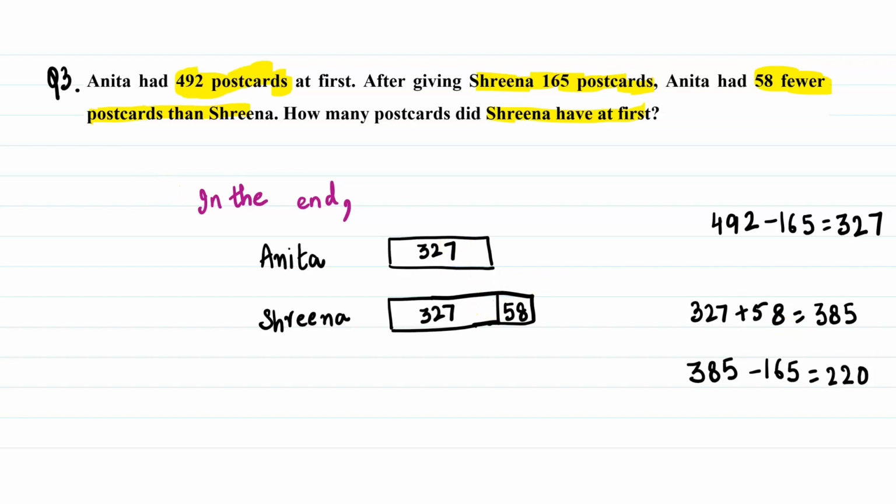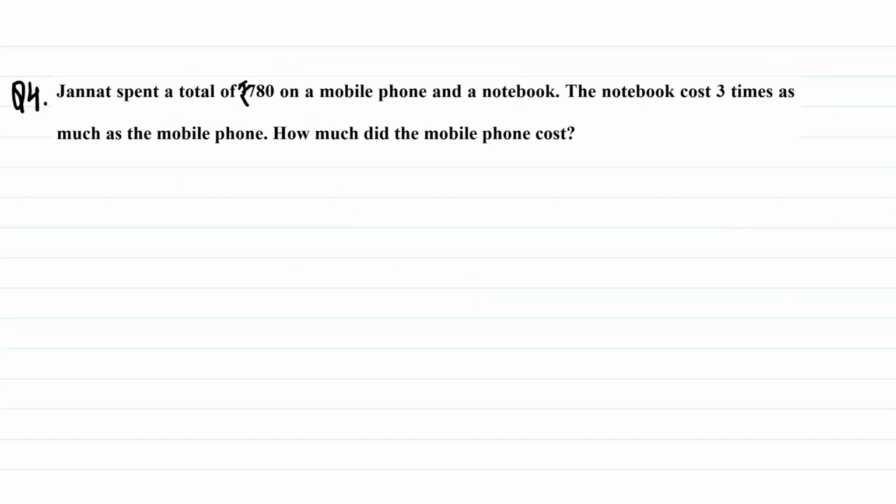So let's go on to the next question. Okay, let's read out the problem. Jannat spent a total of rupees 780 on a mobile phone and a notebook. The notebook cost 3 times as much as the mobile phone. So how much does the mobile phone cost?